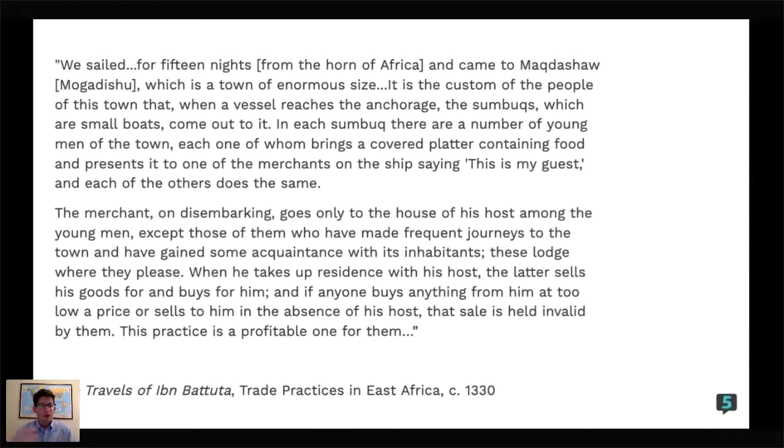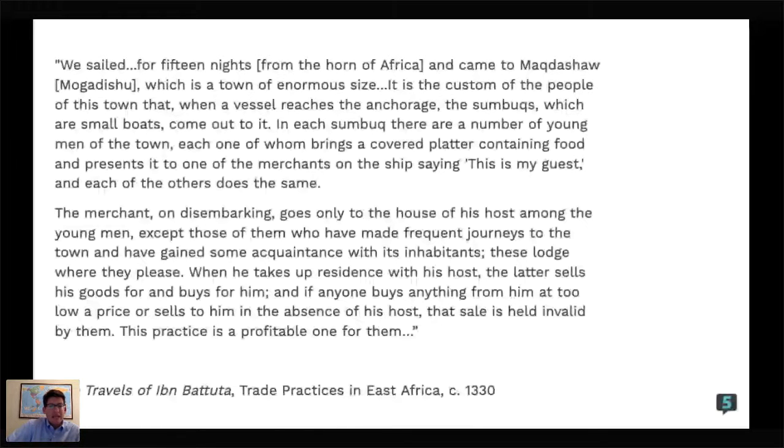"The merchant on disembarking goes only to the house of his host among the young men, except those of them who have made frequent journeys to the town and have gained some acquaintance with its inhabitants." So again, here are people making return trips, right? So there are first timers who are now becoming hosted by new people, people who want to get into this trade, and then these people who continue to come back and trade in this region and have hosts for their long stays.